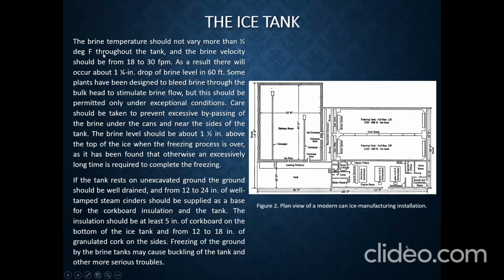So, the brine temperature, ito yung tank. Ice tank, freezing tank. Yung nilulubugan ng can. Diba yung can sa tank? So, the brine temperature should not vary more than 1/2 degree Fahrenheit throughout the tank. So, yan ang temperature niya. And the brine velocity should be from 18 to 30 feet per minute. As a result, there will occur about 1 1/4 inch drop of brine level in 60 feet.